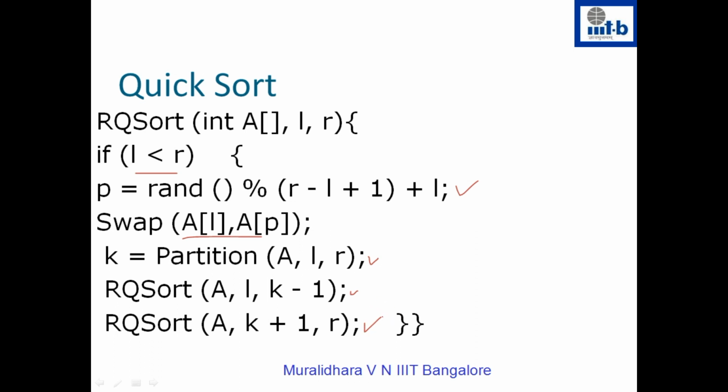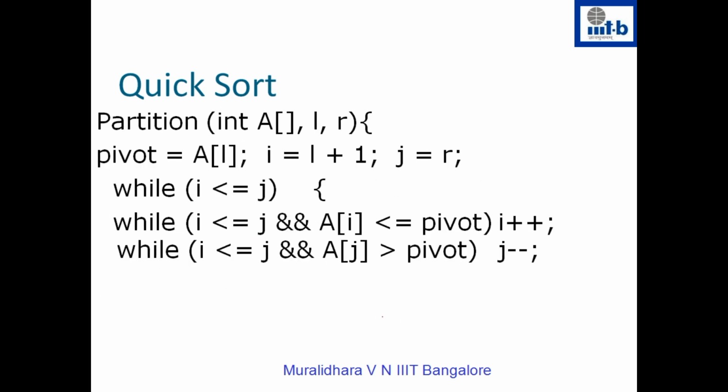Now the only thing that we need to describe is how to write the partition function. Let's pay our attention to the partition function. I need to partition from L to R. A of L is the pivot number. I have two pointers: the I pointer goes from left to right, and J starts at R. The J pointer goes from right to left.